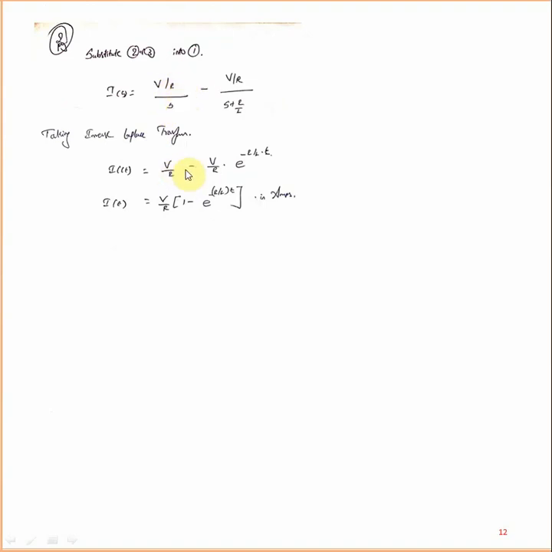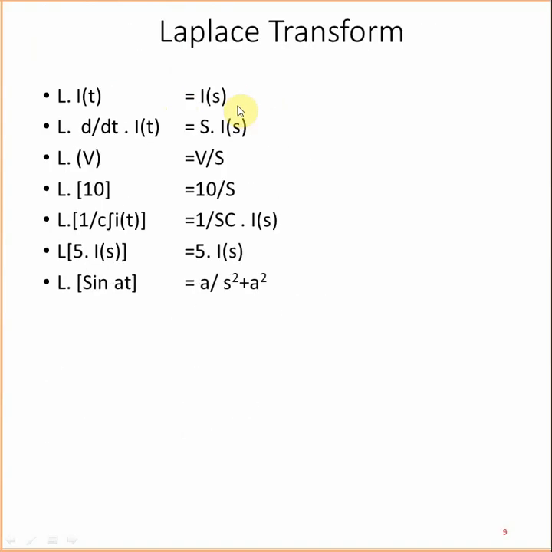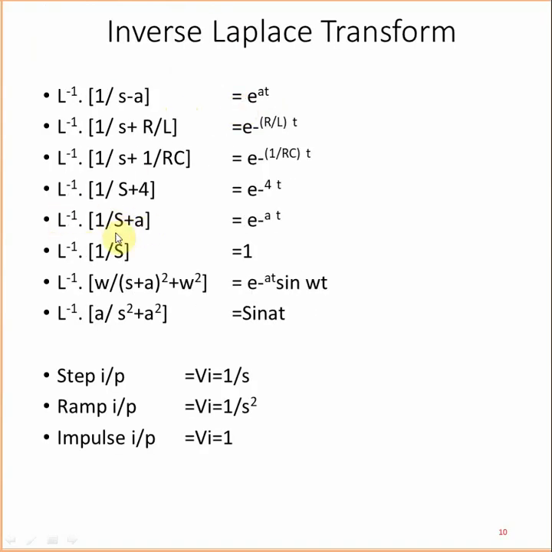So v by r minus v by r into s plus a. What is s plus a? S plus a is equal to e power minus at. So e power minus 4t, e power minus 1 by rc, all are similar. E power minus r by l. E power plus at, that's all.